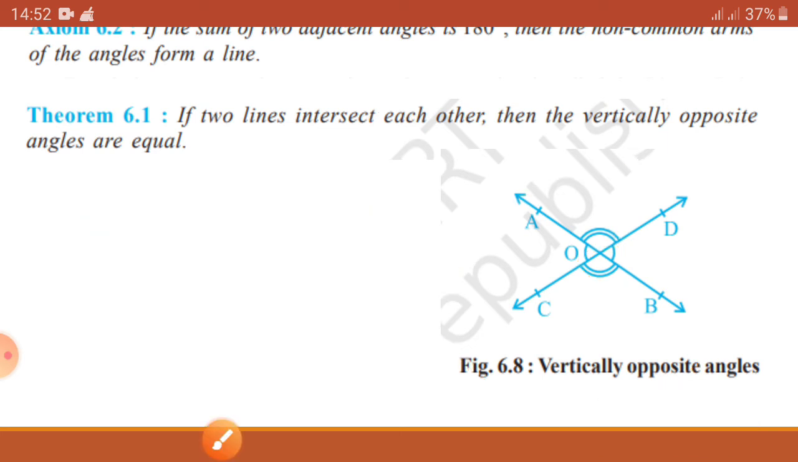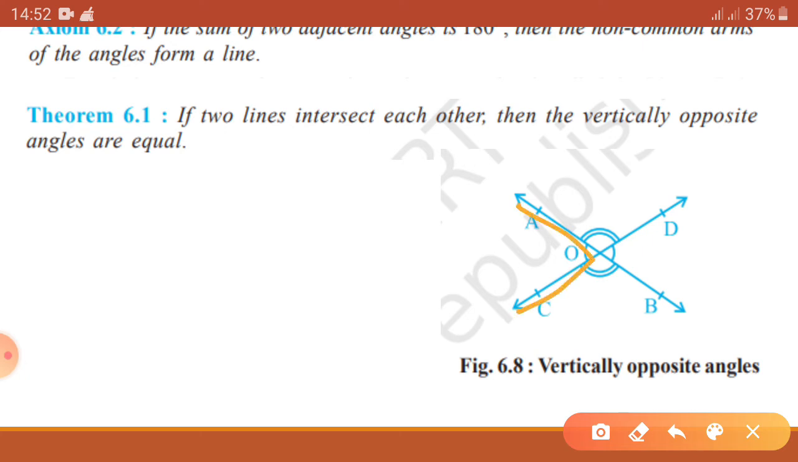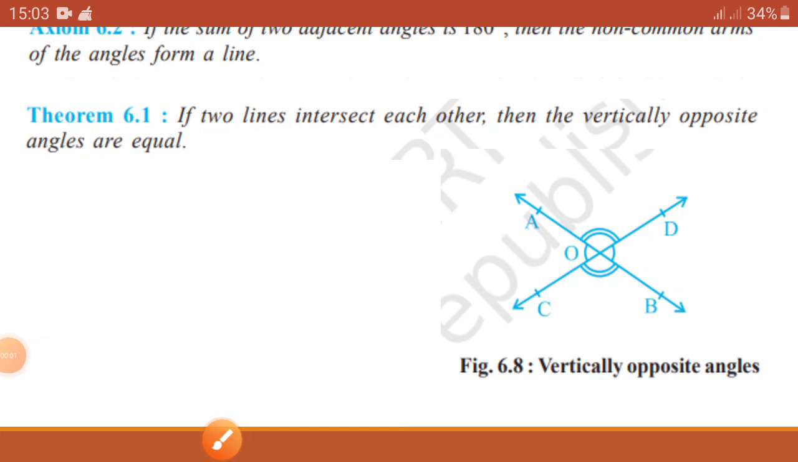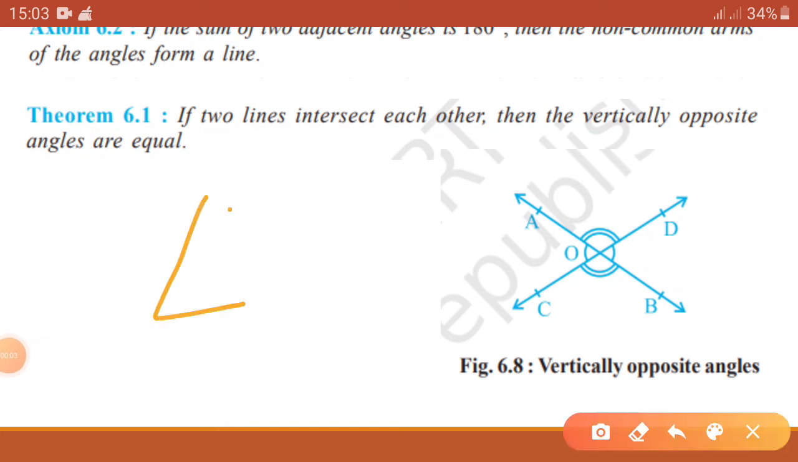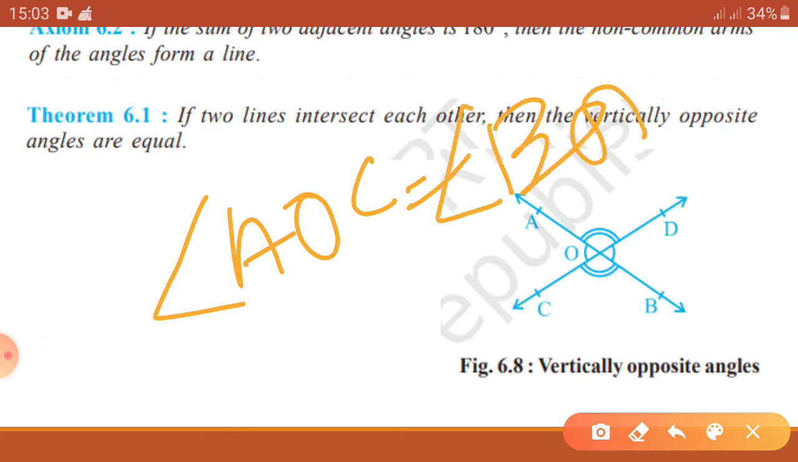They lead to two pairs of vertically opposite angles, namely number 1, angle AOC and angle BOD, and number 2, angle AOD and angle BOC. Now we need to prove that angle AOC is equal to angle BOD. That means this angle is equal to this angle, and also angle AOD is equal to angle BOC, this angle.